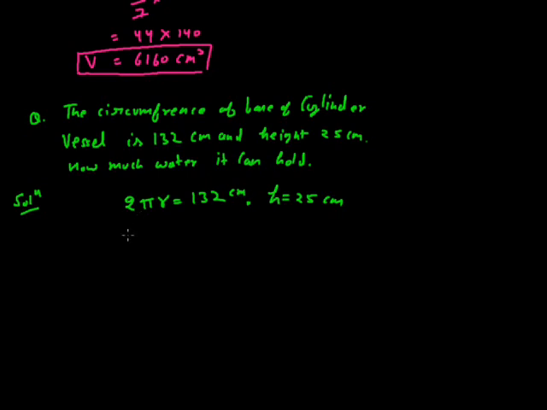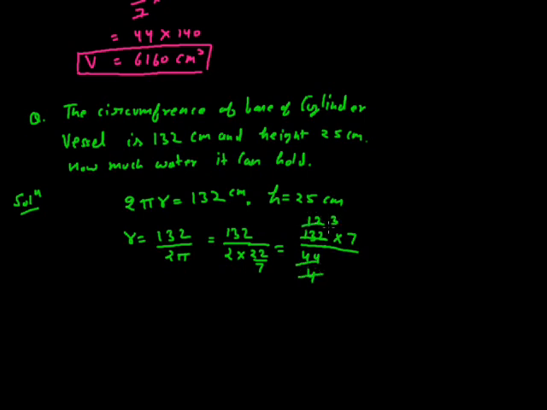Now on solving this, we get r is equal to 132 divided by 2 pi. Now we put the value of pi, that is 22/7. 7 is coming on the upside. So 2 into 22, that is 44, and 7 is shifted to the numerator side. Now on solving this, 44 is cancelled with 11, that is 4 times, and 132 by 11 is 12. And 4 and 12 are cancelled 3 times. So radius is 21 centimeter. So the radius of the cylinder is 21 centimeter.